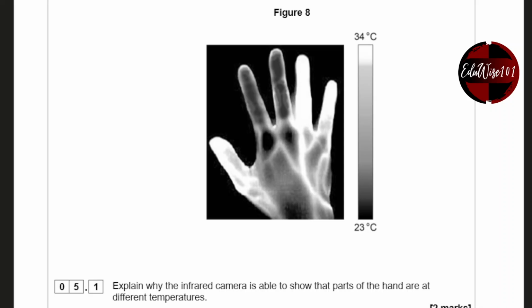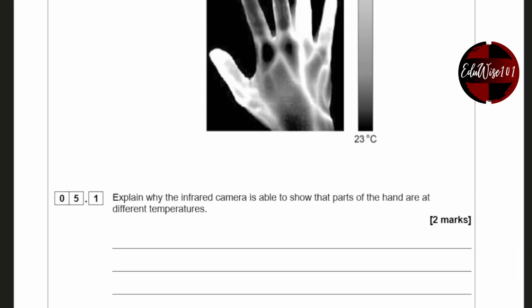So the way the infrared camera works, where it's lighter, the temperature is higher. So you can see the thumb and the third finger and the small finger, the fourth finger, the index finger is actually where it's very warm. The first finger and the second finger are a bit cooler. And you can see the blood vessels where the blood is actually flowing is much warmer.